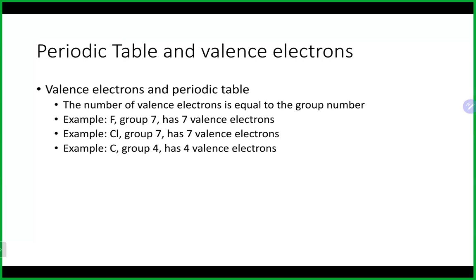So we just did nitrogen. That's group number 5. 5 valence electrons. Sulfur would have how many valence electrons? Yep. Aluminum would have 3. Right. What about transition metals?